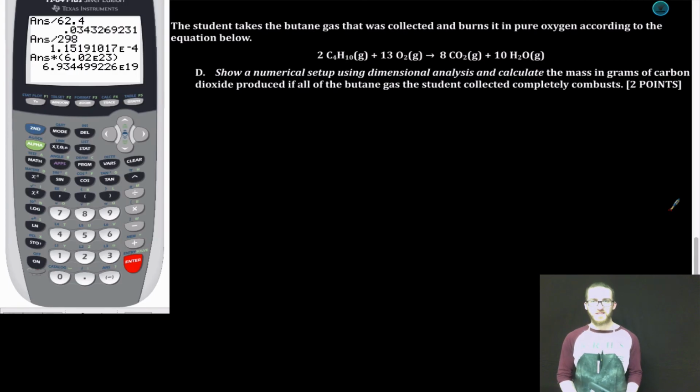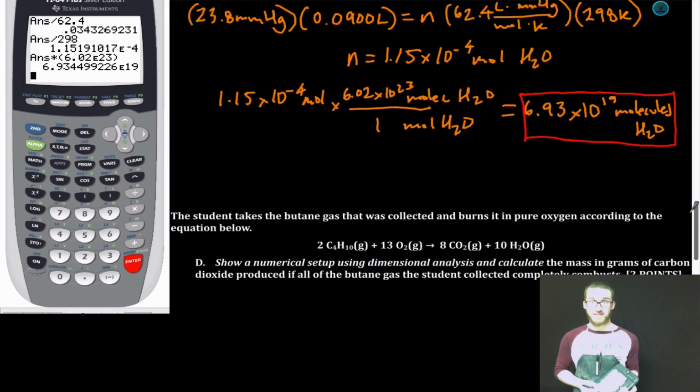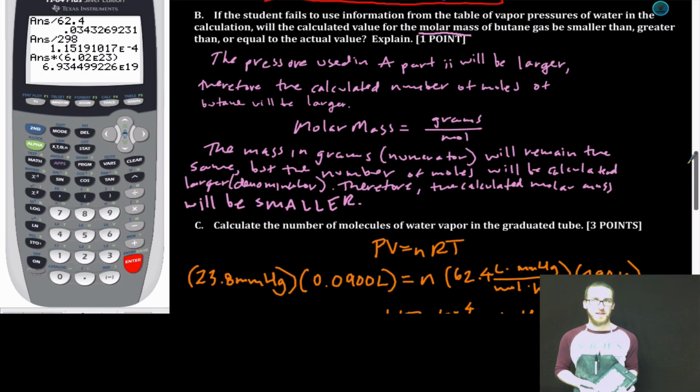Boom. The student takes the butane gas that was collected and burns it in pure oxygen according to the equation below. Combustion. Part D. Show a numerical setup using dimensional analysis and calculate the mass in grams of carbon dioxide produced if all of the butane gas the student collected completely combusts. Well, remember, we collected how much butane gas in this problem.